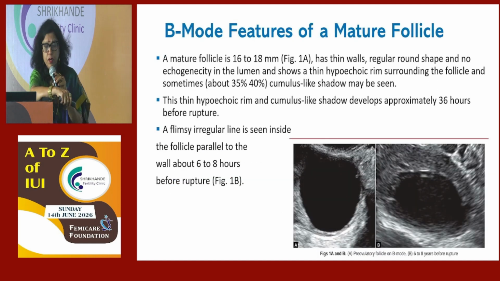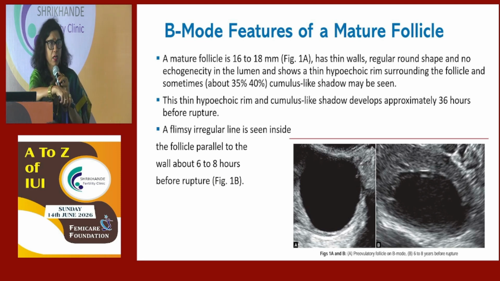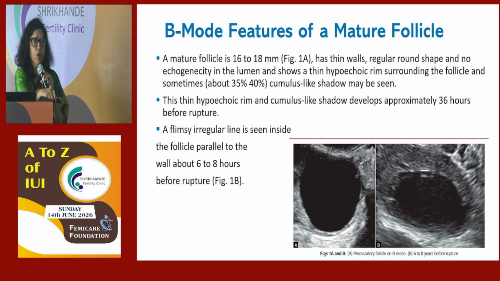Now, if a follicle is mature, that is 16 to 18 millimeter, it will have thin walls. It will have a regular round shape with no echogenicity in the lumen, and it will show a thin hypoechoic rim surrounding the follicle. This hypoechoic rim and the cumulus-like shadow develop approximately 36 hours before rupture, that is ovulation.